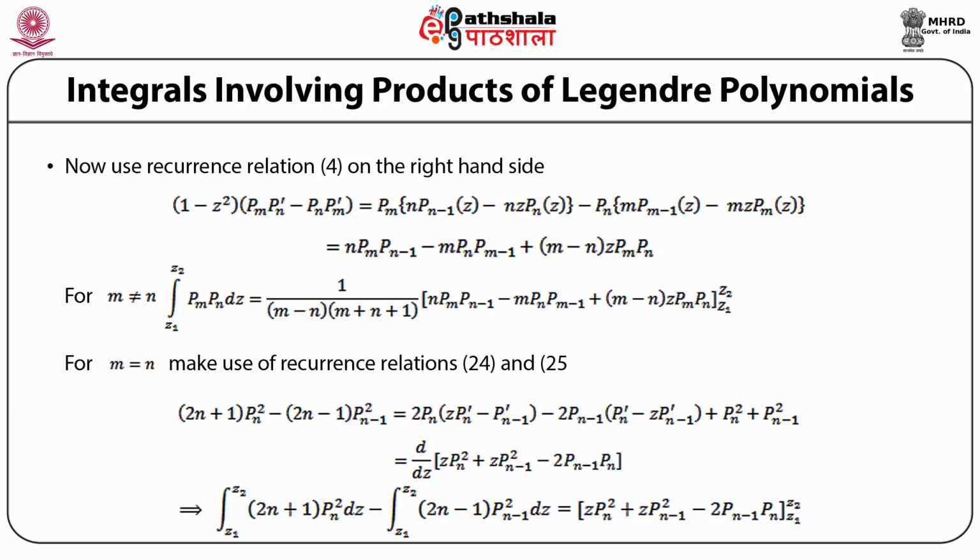We now integrate to obtain the integral over z over the definite limits z1 to z2 for the term 2n plus 1 Pn square minus another integral over z going from the limit z1 to z2 for the term 2n minus 1 into Pn minus 1 square is equal to, within the brackets I write z Pn square plus z Pn minus 1 square minus 2 Pn minus 1 Pn with the limit substituting z1 and z2.